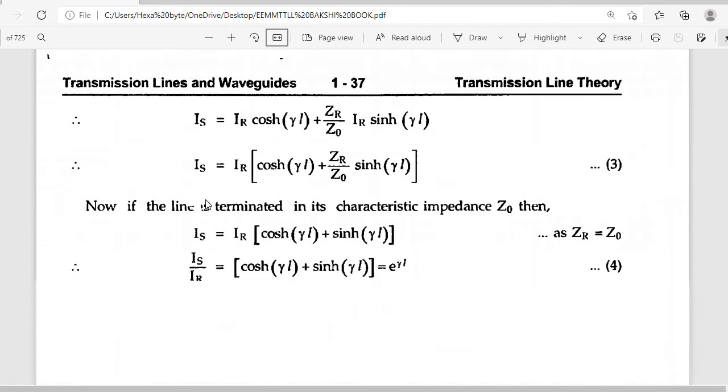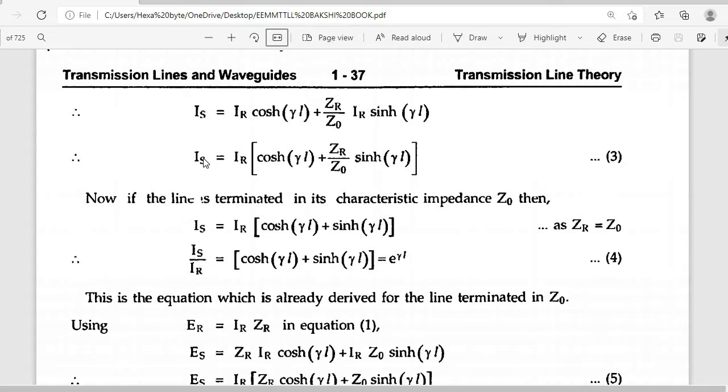The third equation is IS, the sending current, in terms of the receiving current, where ZR is the receiving impedance or load impedance, Z naught is the characteristic impedance of the transmission line, gamma is the propagation constant of the transmission line, and L is the length of the transmission line. So that is the factor. Gamma is equal to alpha plus j beta.